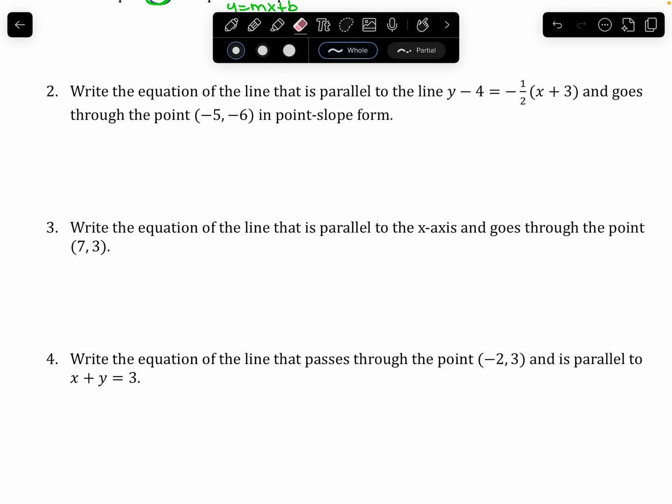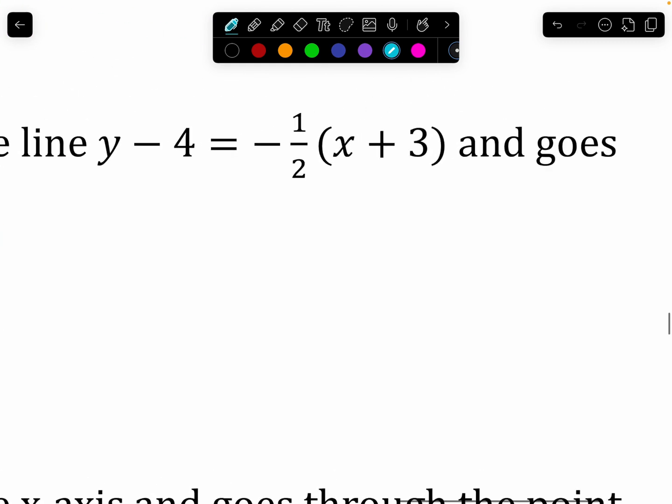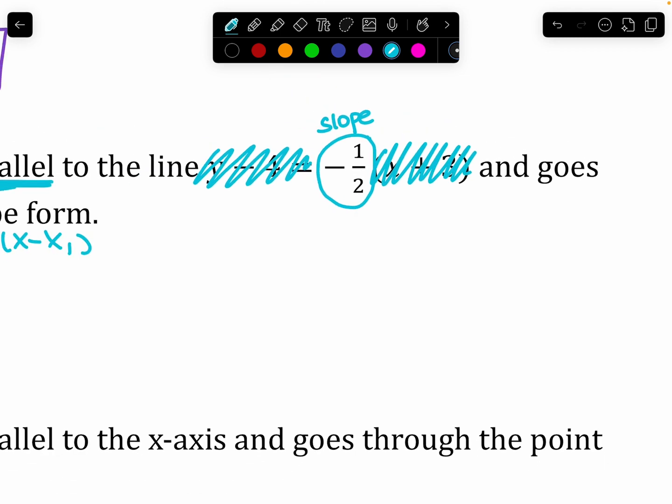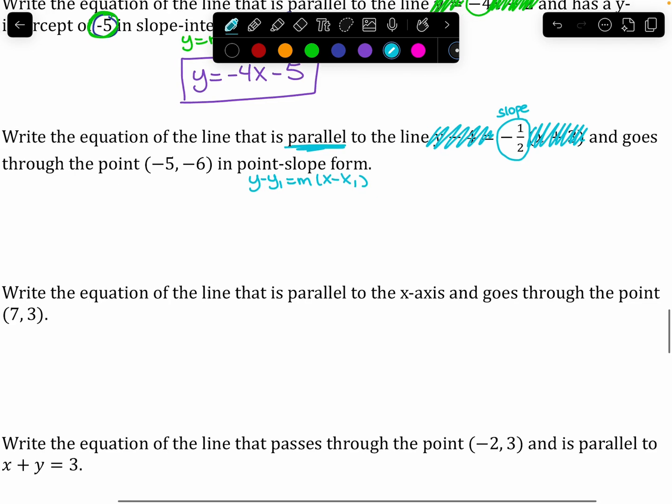All right, number 2 says write the equation of a line that is parallel to the line y minus 4 equals negative 1/2 x plus 3 and goes through the point negative 5, negative 6 in point slope form. Well, point slope form, remember, is y minus y1 equals m times x minus x1. And you're saying, oh, we already have that. No, we don't. We don't want that line. We want a new line. Now, my new line has to be parallel to my original line. So we go to the original line, and the only thing I want from it is the slope. Once I have that, I literally don't want anything else. Just the negative 1/2, okay?